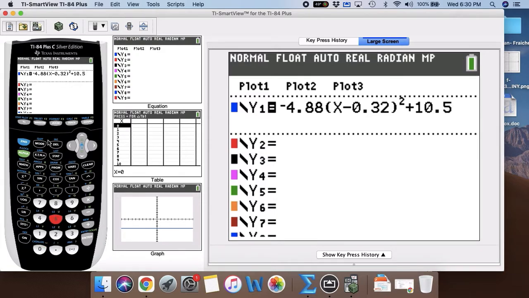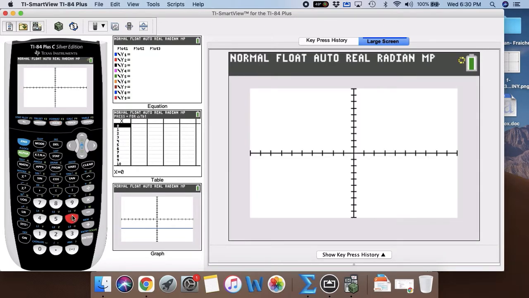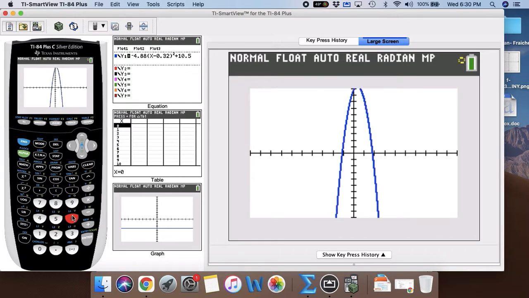Okay, now you have to adjust the window. Usually I start with the standard window, which is Zoom 6. Zoom 6 will take you to the standard window, and this is sufficient because you can see the x-intercept. Now we don't care about the maximum. All we care about is that one x-intercept. The other one is going to be negative, so we only want to find that x-intercept, not that one. That one's negative, doesn't make sense. This one is the only one.